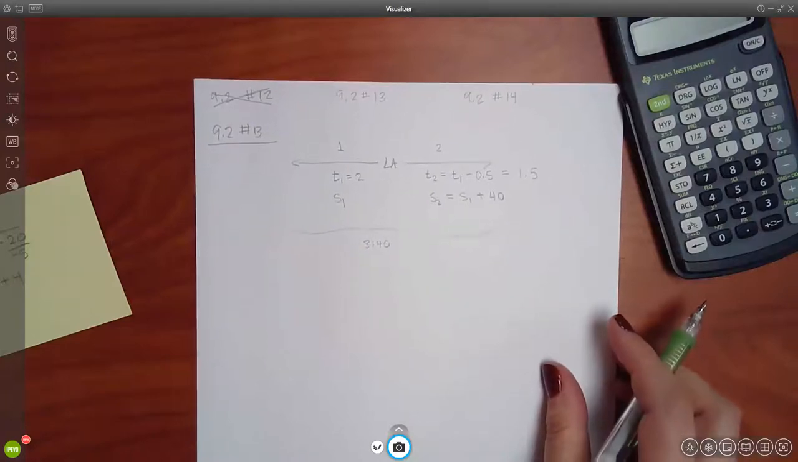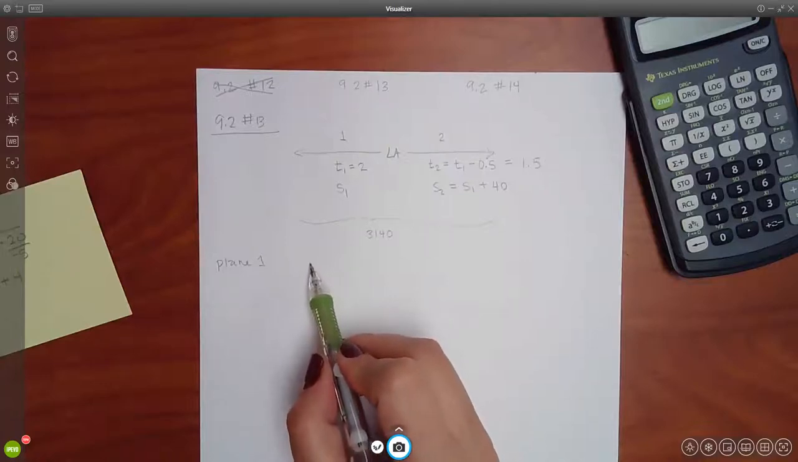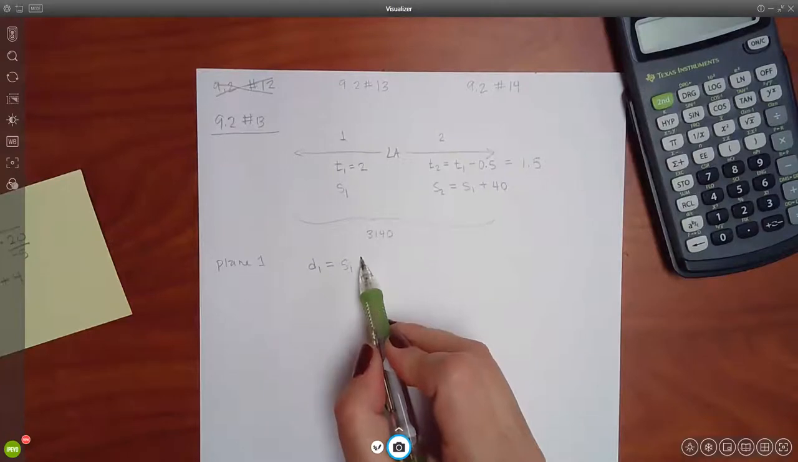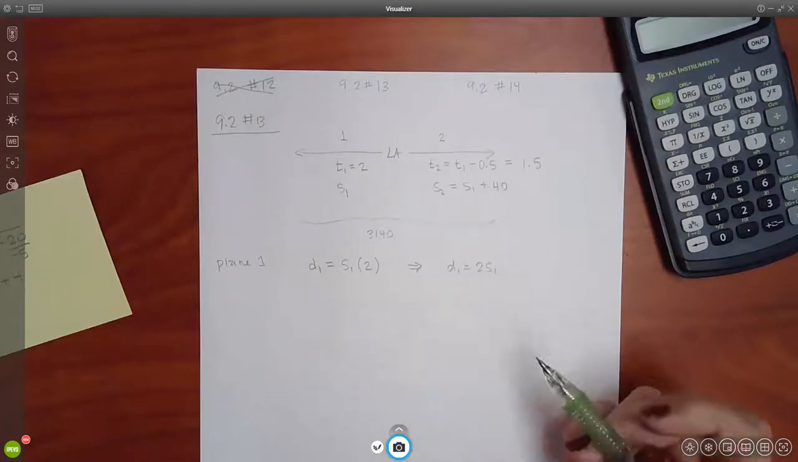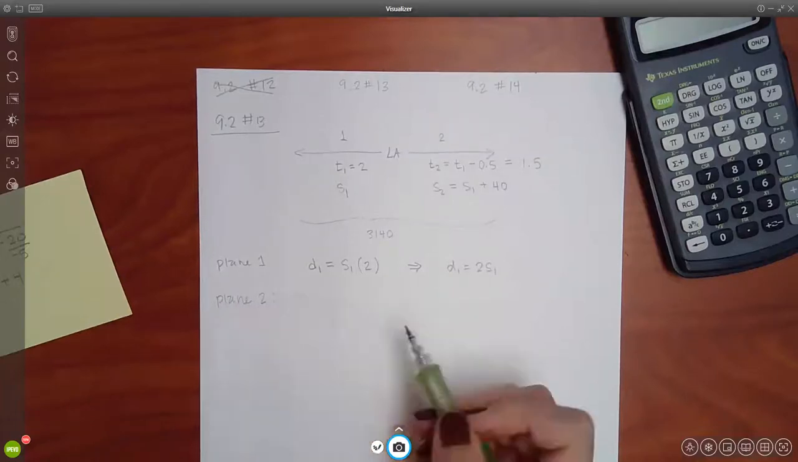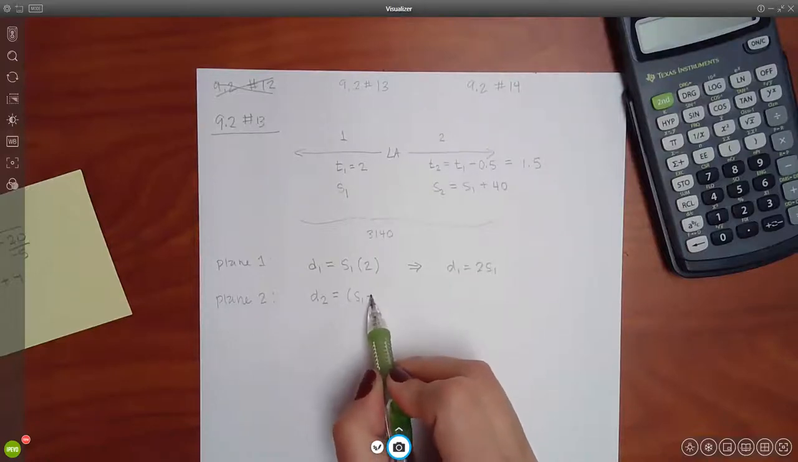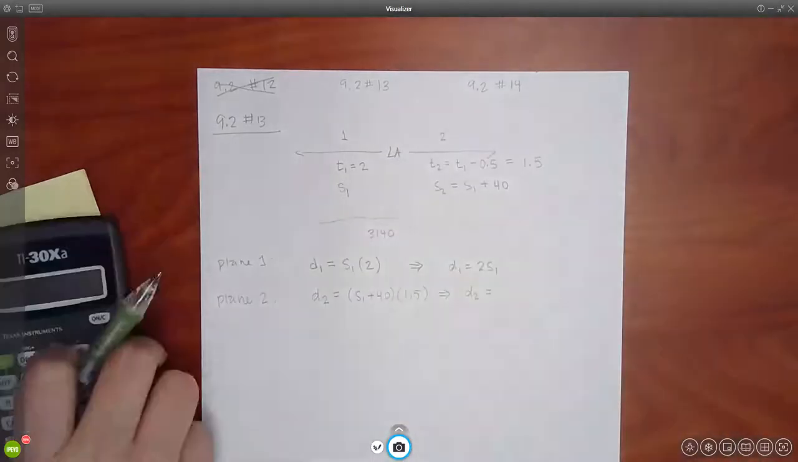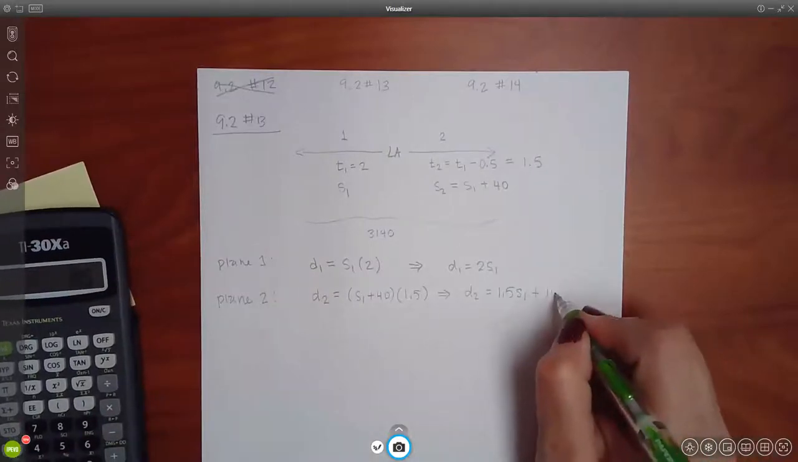Okay, so let's put all of this information together. Let's talk about plane one. We know that the distance equals the rate times the time. Now, I don't know what the distance is, so I'm just going to write distance one equals his rate, S1, times his time, which is two. Then for plane two, I don't know his distance, but his is going to be rate times time. So it's going to be S1 plus 40 times his time, which is 1.5. And let's see, well, 1.5 S1 plus 1.5 times 40. And I get 105.